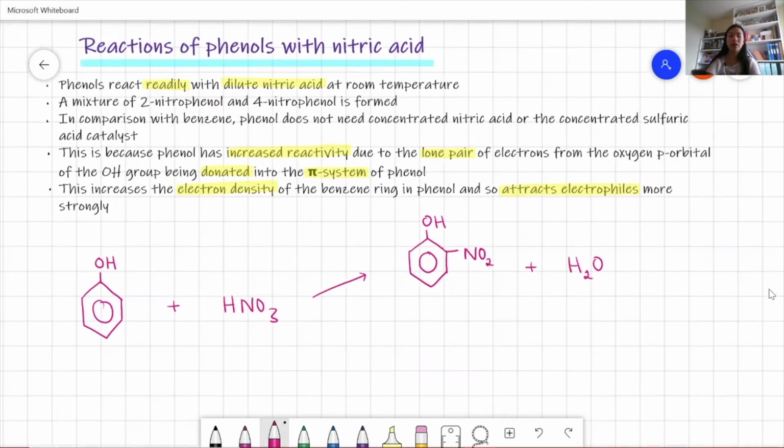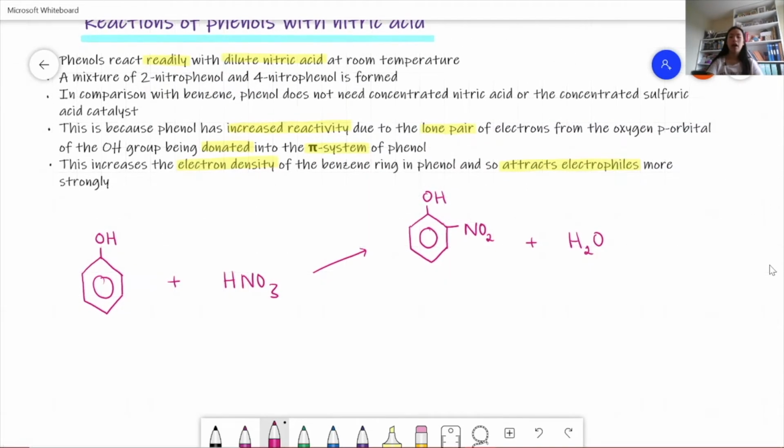And the other product that we get is 4-nitrophenol. So we have benzene again, and again the OH. And now instead of the nitro substituent being on the 2nd carbon, it's now on the 4th carbon. So it's here. And again we form the water. And so this is 2-nitrophenol.